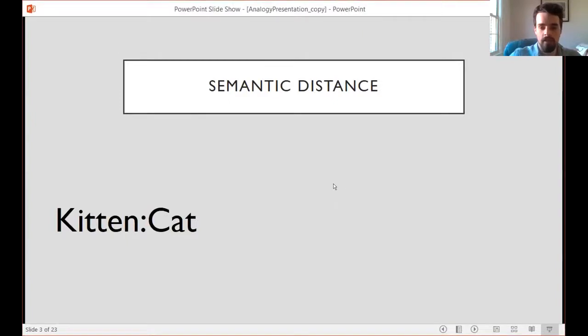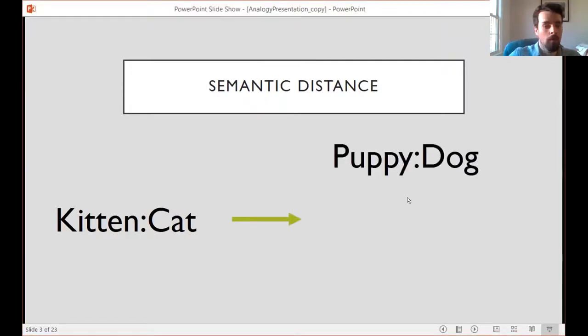So, kitten is to cat. There's other word pairs that you could generate to form an analogy pair with that. One example would be puppy is to dog. So, one thing starts small, turns into something larger. And this is a very closely semantically related analogy, in that kitten and cat and puppy and dog are both very close in semantic relation. They're both types of animals.